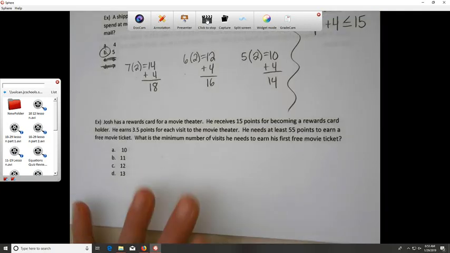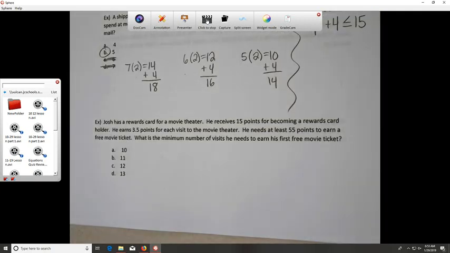Alright, the next one is a similar question. It says, Josh has a rewards card for a movie theater. He receives 15 points for becoming a rewards card holder. He earns 3.5 points for each visit to the movie theater. He needs at least 55 points to earn a free movie ticket. What is the minimum number of visits he needs to earn his first free movie ticket?